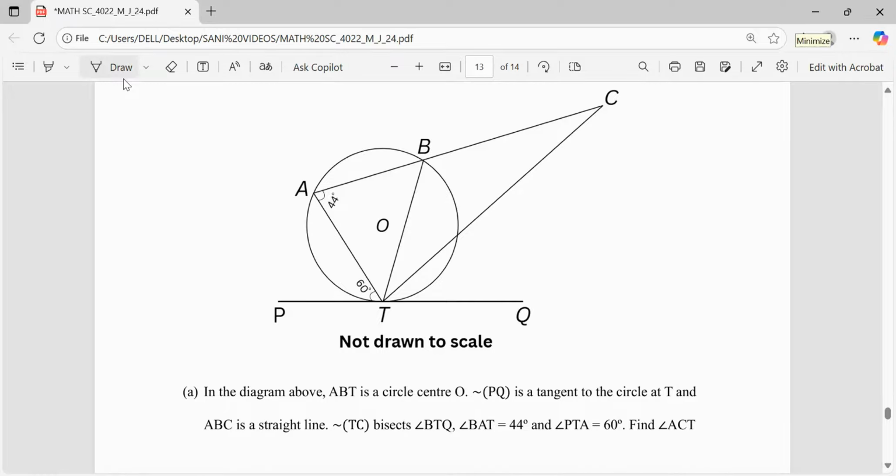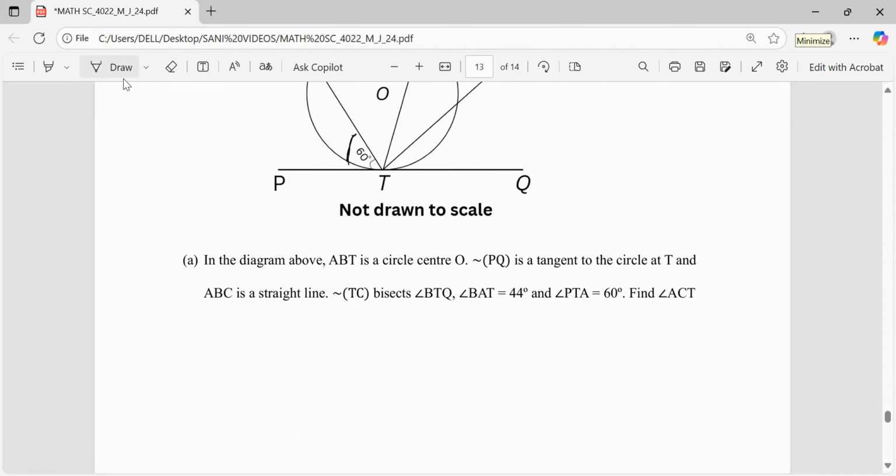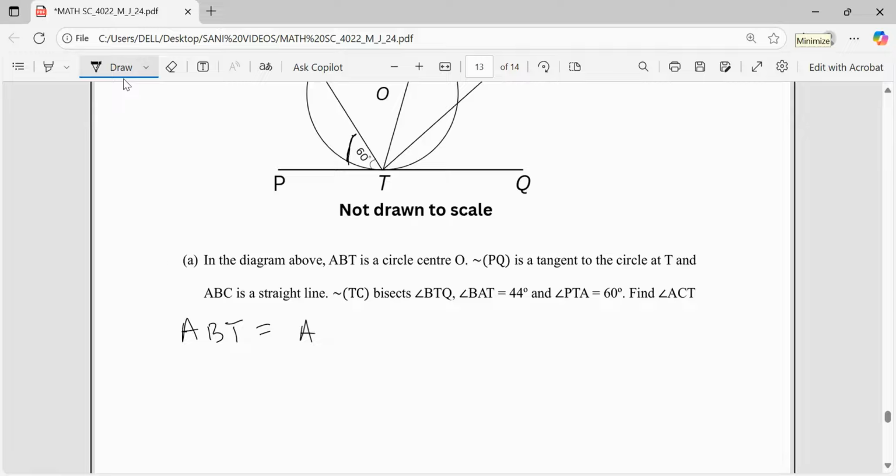So the first angle you can find here, you can find angle ABT. Angle ABT through alternate segments. So ABT is equal to ATP. That is alternate segment. So which means if ATP is 60 degrees, ABT equals 60 degrees.